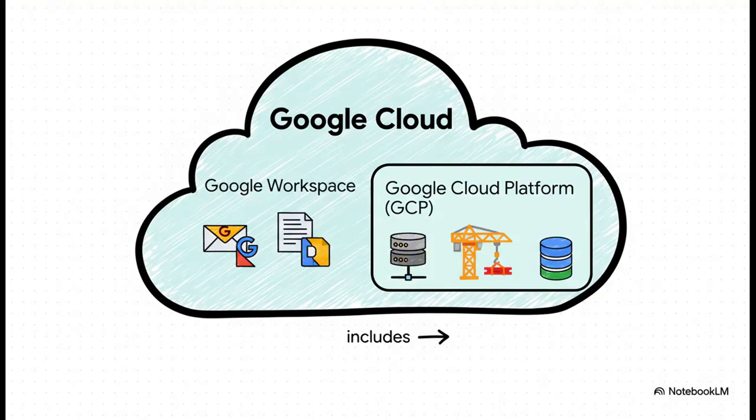Now, here's a quick but important point of clarification. You'll hear the terms Google Cloud and Google Cloud Platform thrown around, sometimes like they're the same thing. They're not, exactly. Think of Google Cloud as the giant umbrella that covers everything cloud-related from Google. That includes stuff like Google Workspace, so Gmail, Docs, all that. Google Cloud Platform, or GCP, is the specific part of that umbrella we've been talking about, the heavy-duty infrastructure, the computing, the storage, the whole shebang.